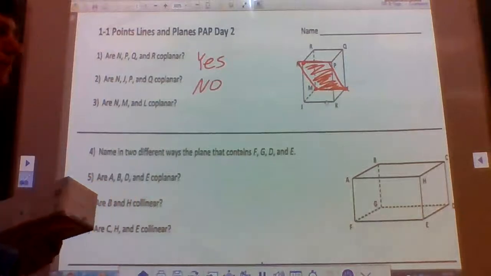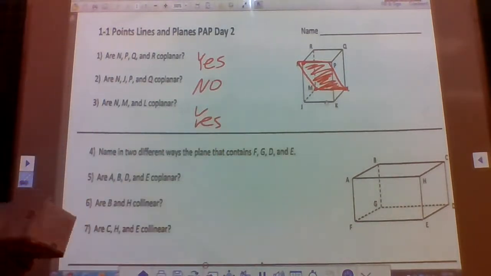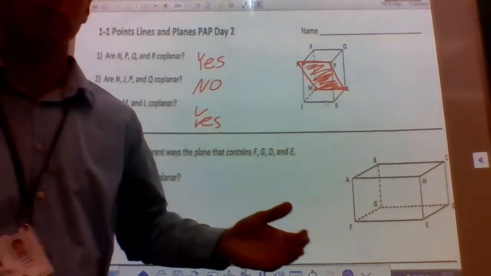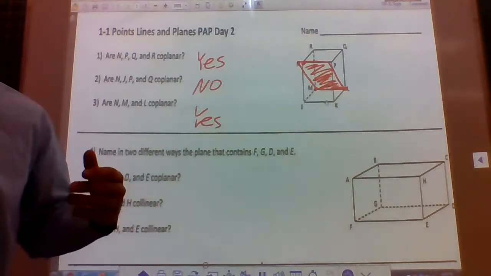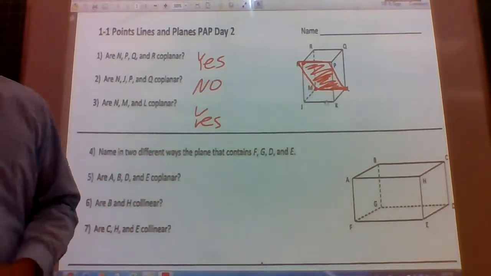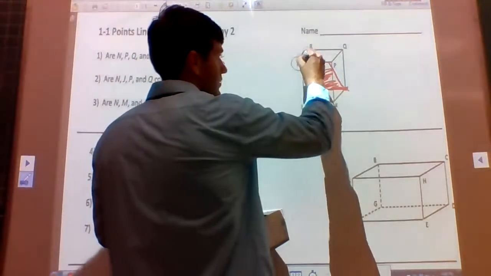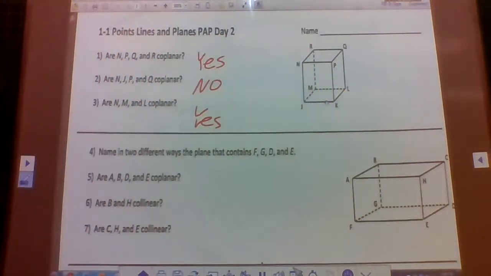Even though it's not drawn in there, there is a plane that those three points are on. Remember, any set of three points that are not on the same line are going to form exactly one plane. These three points, N, M, and L, are not on the same line. They're a set of non-collinear points. Therefore, they are going to form exactly one plane. So that's a yes. It's not drawn in the diagram, but there is a plane that they are a part of.